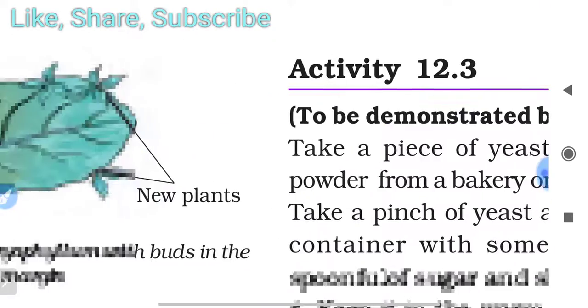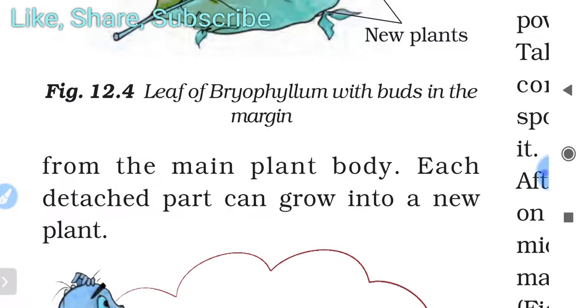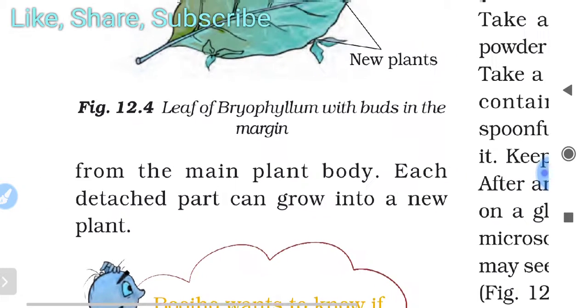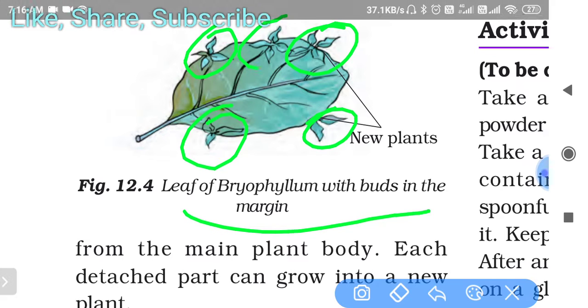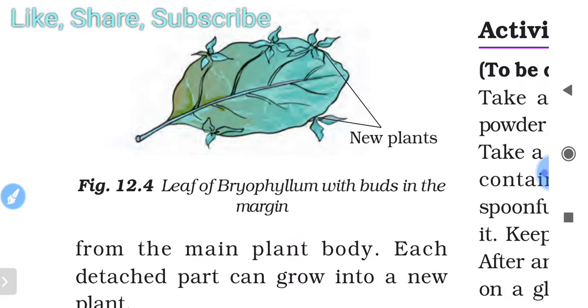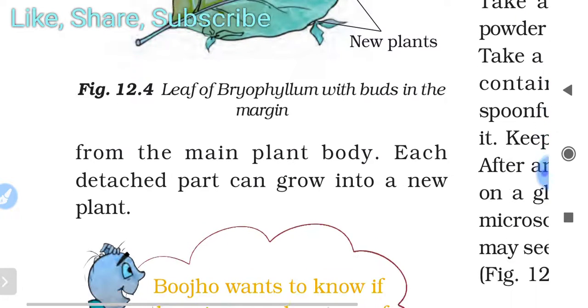Parts get detached from the main plant body, and each detached part can grow into a new plant. So if you see the leaf of Bryophyllum with buds in the margin, these buds can develop into a new plant. You have read many examples of vegetative reproduction, because it takes place from the stem, or from the leaves, or from the roots of the plant. That's why we call it vegetative propagation.